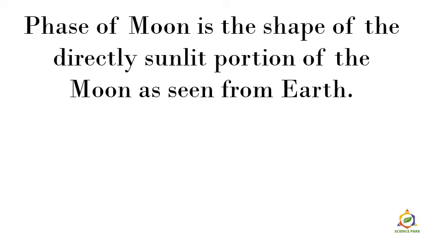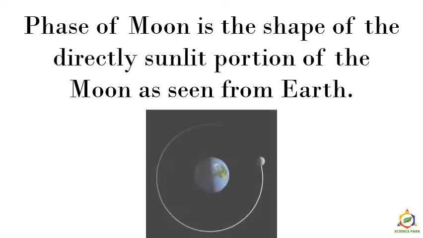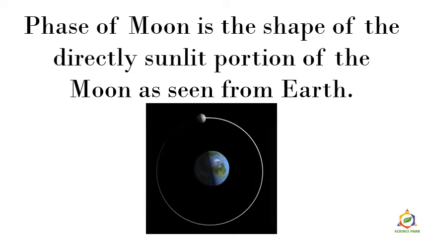So at all times, half of the moon is always lit up by the sun and half of it is in darkness. Also, we know that the moon revolves around the earth, right? So perspectively, if we are on earth, we will see sometimes the portion which is not lit, sometimes which is fully lit, and sometimes in between. So all these are called phases of the moon.